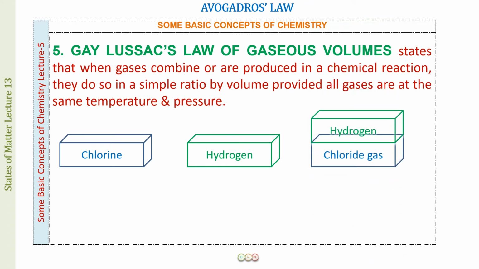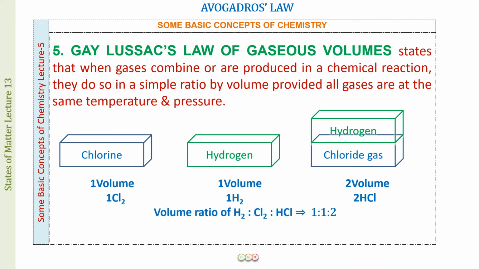Okay, so if we have 1 volume of chlorine gas combining with 1 volume of hydrogen gas, we will be getting 2 volumes of HCl gas, and the ratio of the volumes of these 3 gases is going to be 1:1:2, which is a simple whole number ratio.